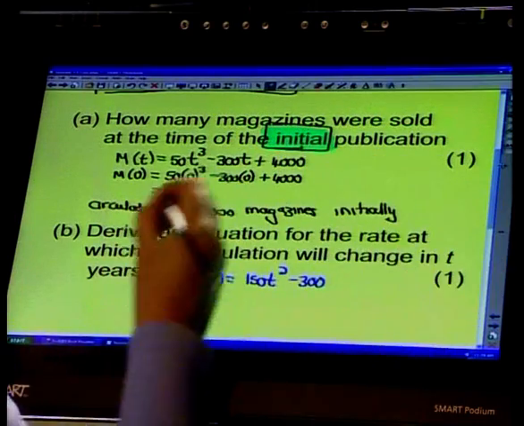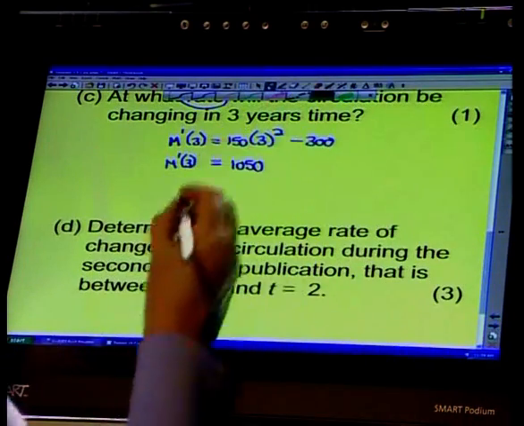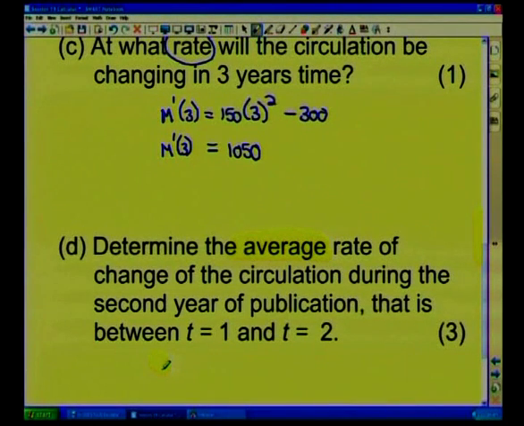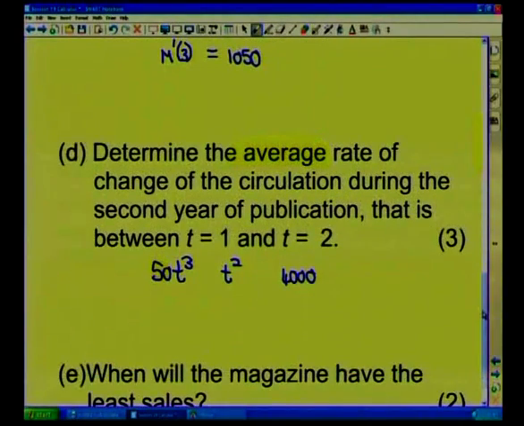So it's 50T cubed. Let me just go back and get that equation completely. 50t cubed minus 300t, and it's not t squared, it's just t, plus 4,000. So that was the equation we had, and let's call it m of t. Now we want to know what the m of 1 is, and we want to know what the m of 2 is.